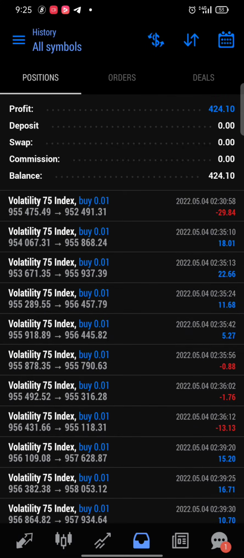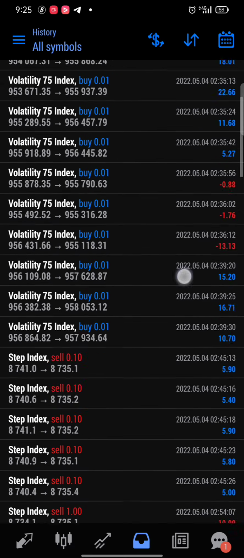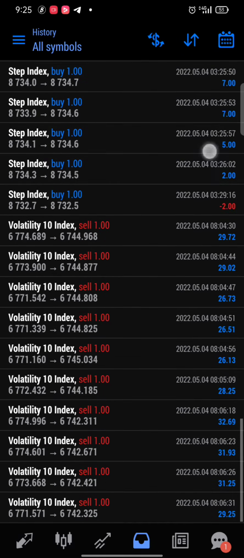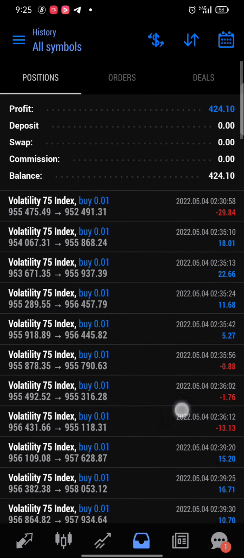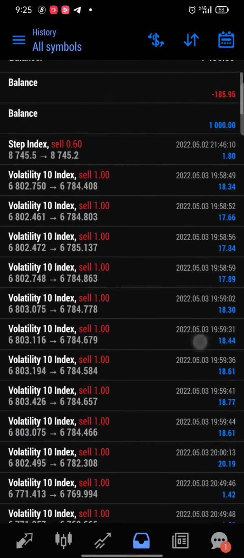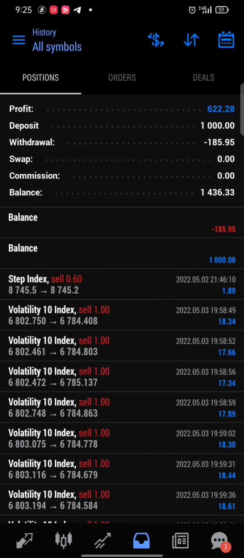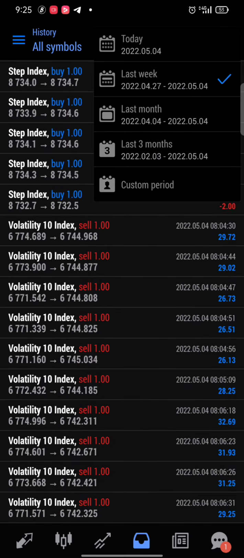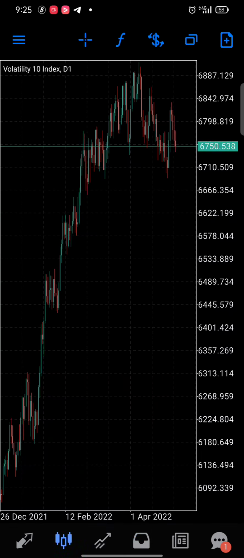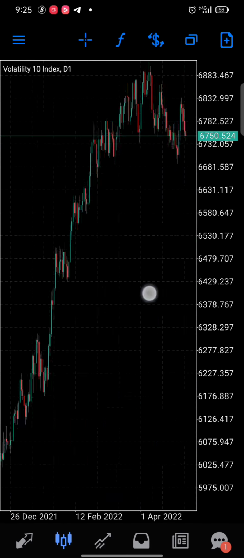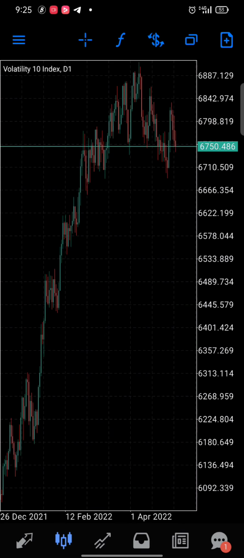Look at this, just today. As you can see, for the day today, look at it, a profit of $424 with this strategy, trading step index and volatility 10 index as well. Then for just the week, you can see more than 50% profit with this strategy. Sorry, yeah, you can see this is $622 profit with our amazing strategy. So right now I'm going to show you how you can use this strategy to make money trading synthetic indices.